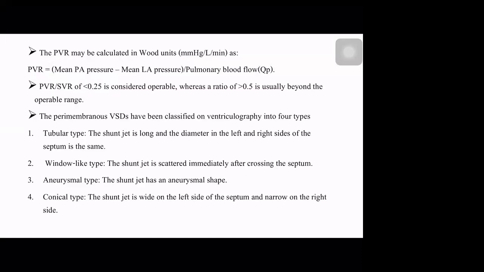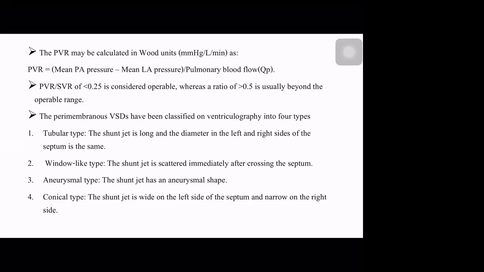The PVR can be calculated in Wood units with the formula of mean PA pressure minus mean LA pressure divided by pulmonary blood flow. The mean PA pressure and the mean LA pressure can be directly estimated by the placement of the catheter in that particular location, and pulmonary blood flow can be calculated by the Fick principle. The PVR-SVR ratio, if it is less than 0.25, is considered operable, whereas a ratio more than 0.5 is usually beyond the operable range.